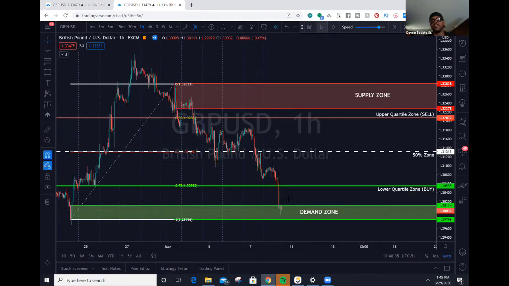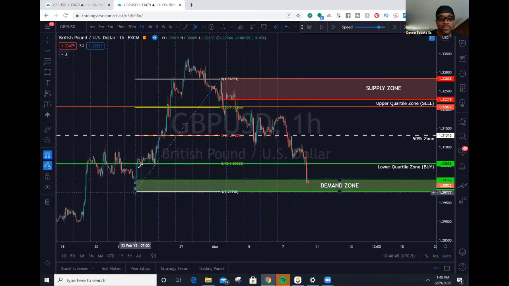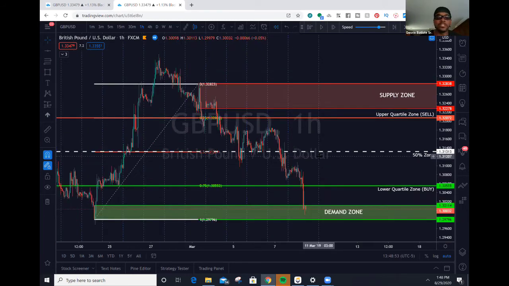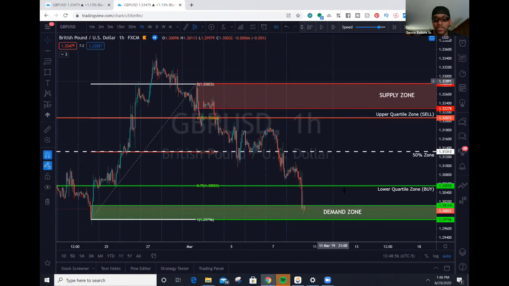Okay, so now we're in the lower quartile zone, demand zone. All right. So what that is, see, we came here and then a sudden move up. We left a lot of unfilled orders here. So price is definitely going to come down. So now we're going to look at price action and start looking for our buy opportunities, right?